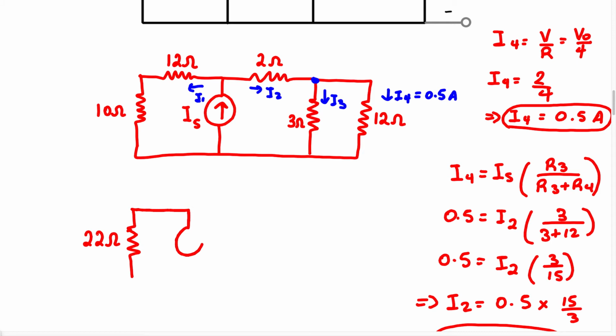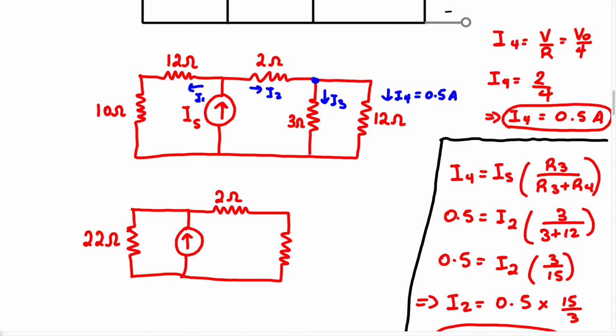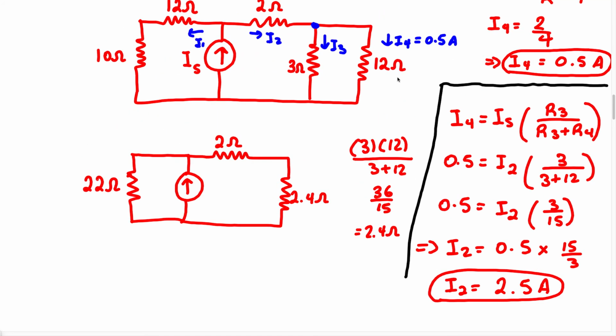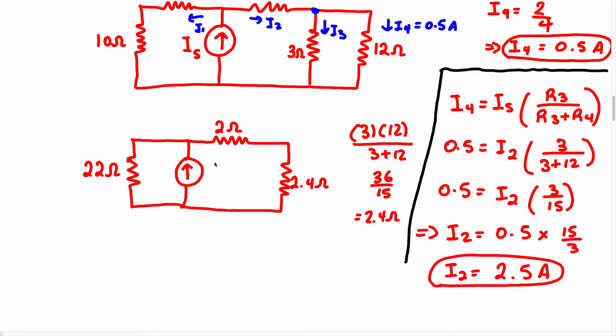We're going to have this current source here. This is going to be 2 ohm. And when we find the parallel equivalent resistance for these two resistors, we can say 3 times 12 over 3 plus 12. That's going to give us 36 over 15, which we can write as 2.4 ohm. So this resistor right here is going to be 2.4 ohm when we combine these two resistors that are in parallel. Now let's simplify this some more.